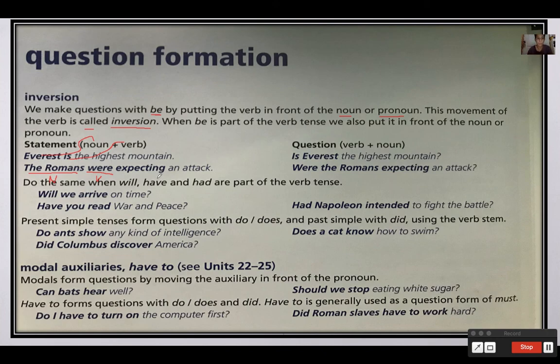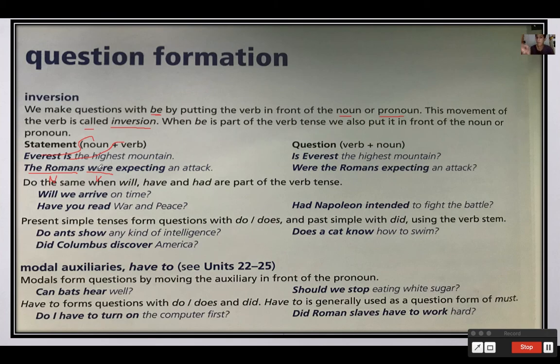to make a question. For example, in this case, is Everest the highest mountain? We are making an inversion. We are making a question. Were the Romans expecting an attack? If you see in here, we have were in the first place.